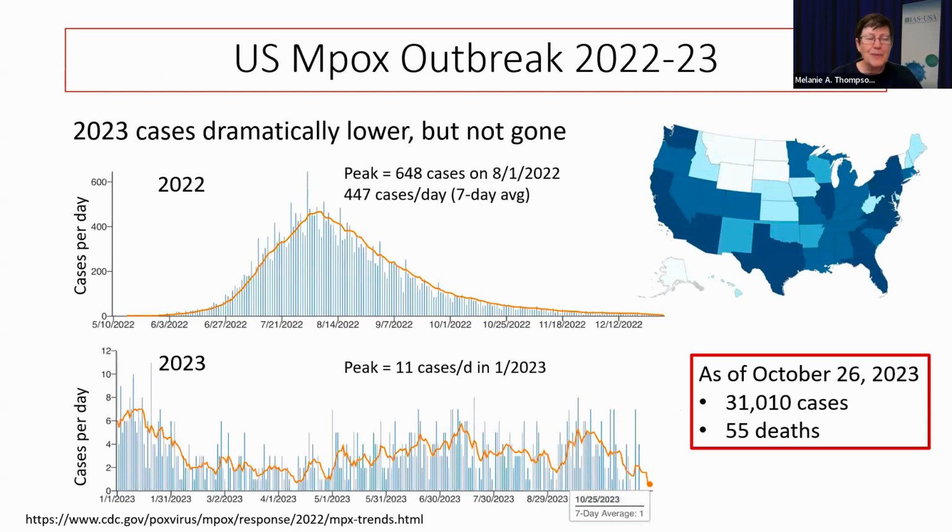So everybody remembers Mpox, right? This was the dramatic outbreak that occurred last year. We were up to almost 450 cases per day on average for a 7-day average in the summer of 22. But now we're down to a 7-day average of about 1 case a day. But there have been some outbreaks. And we have to remember, Mpox is not gone, and we are going to see it again. And some places continue to see low case rates of Mpox now.